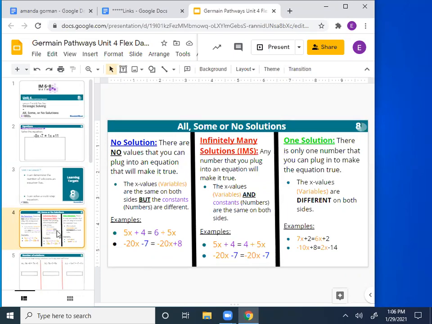With no solutions, when we look at our equation, we're going to say no number that I plug in there is going to make it true. So that means our variables, our x values are the same on both sides, but the constants, the numbers by themselves, are different. Then we look at this idea, this concept of infinitely many solutions.